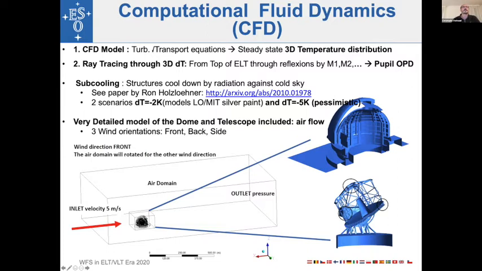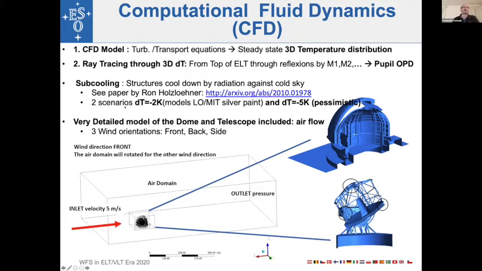The first step is the CFD model itself, which permits to predict the 3D distribution of the temperature in the E-ELT. The second step is the ray tracing through this temperature distribution, which gives the optical path difference map in the pupil. One of the most important physical effects is the subcooling, which is the cooling down of metallic structures through radiation against the cold sky. You can see Ron's paper if you want information about that.